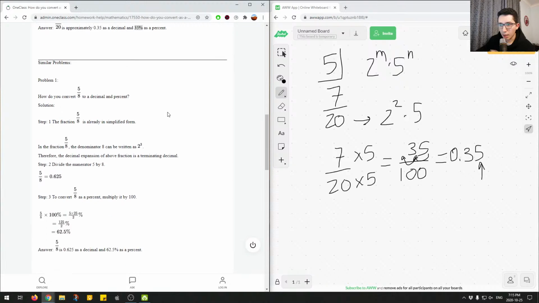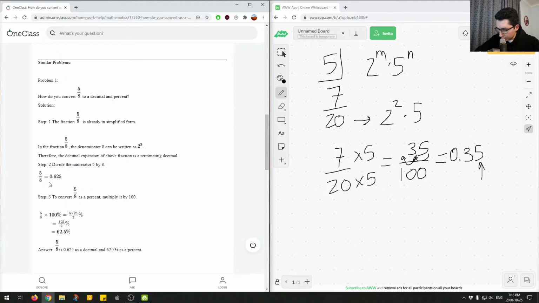So let's look at another example presented by the junior tutor. Here we have 5 over 8. We look at the denominator. We know that 8 can be written as 2 to the power of 3. That means we know it's a terminating decimal. Again, we want to get 8 to equal 100. In this case, it might be a little more difficult to do that. But I guess how you can think about it.